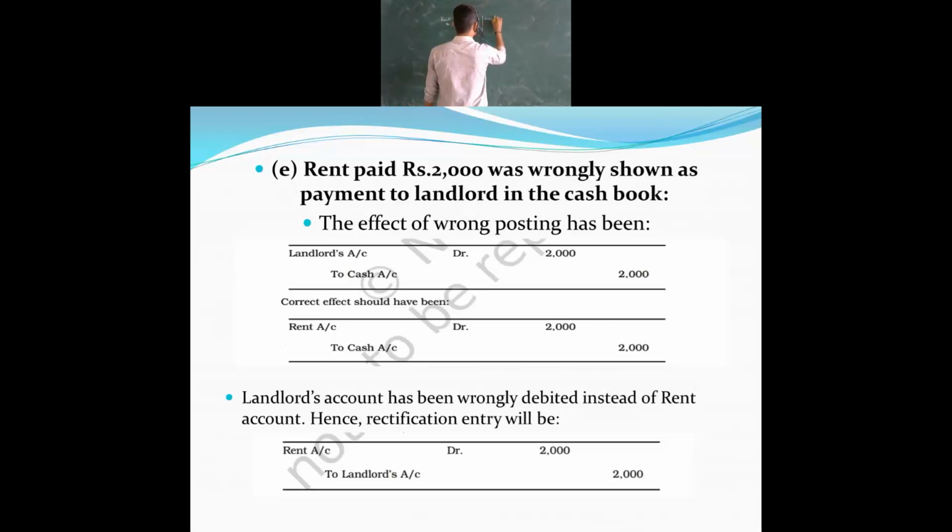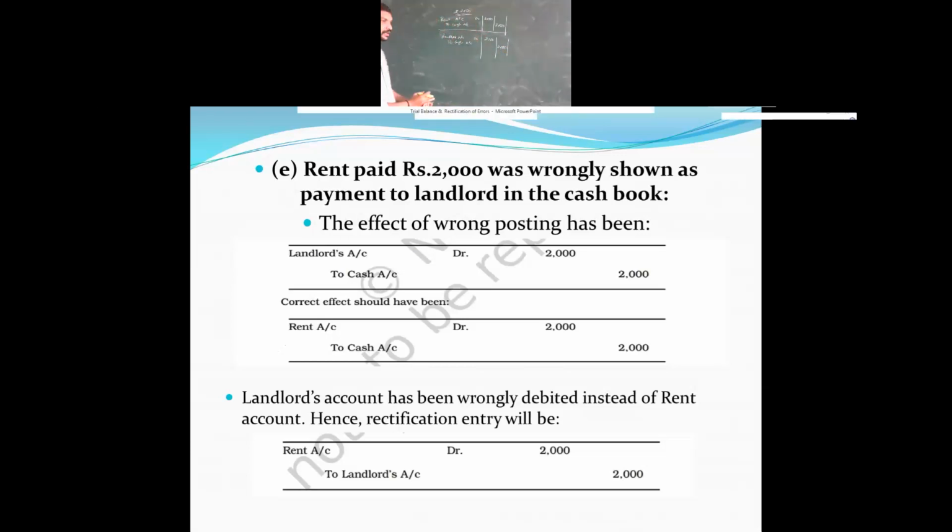2000. This would be the correct entry. So what have you done wrong over here? Landlord account. This is not the correct entry. This is a wrong entry, and what do we call this wrong entry? Which kind of entry is this? Can you all tell me what kind of entry has taken place here?